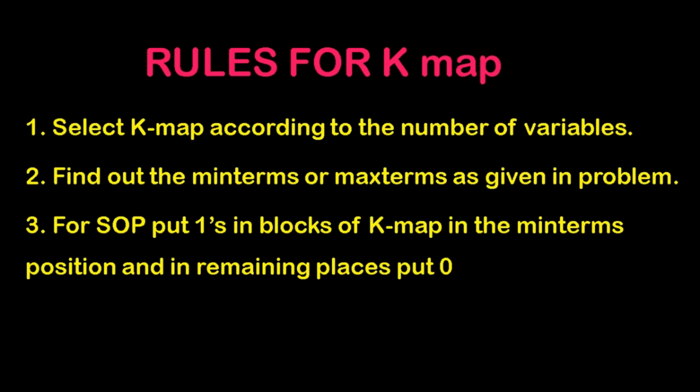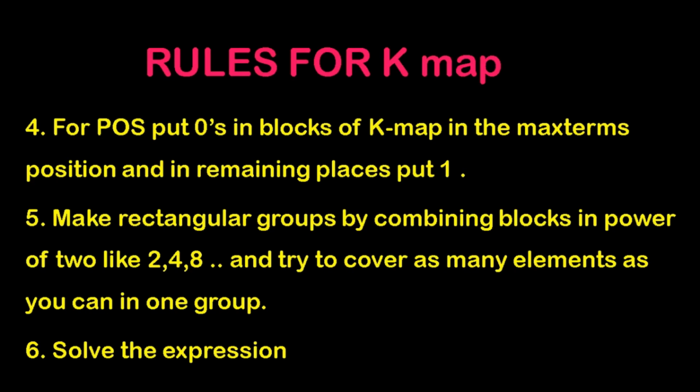Rules for designing a K-map. Select the K-map according to the number of variables. Find out the min terms and max terms as given in the problem. For sum of products, put 1 in the blocks of the K-map in the min term positions and in the remaining places put 0. For sum of products I have already given one video, you can check that video. For product of sums also I have already put one video. Put zeros in the blocks of the K-map in the max term positions and in the remaining places put 1.